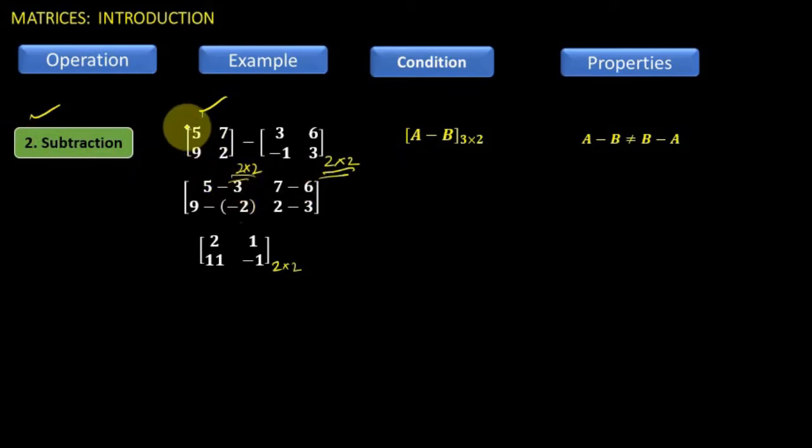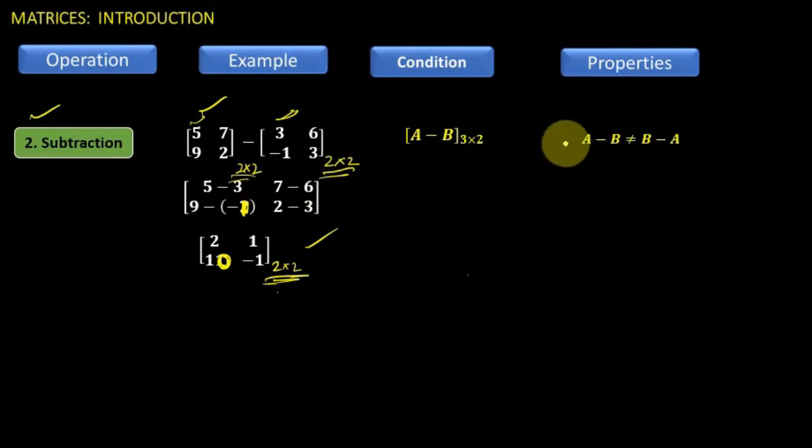Okay. The first element of the first matrix is subtracted with the first element of the second matrix. Okay, 5 minus 3 is 2 and 7 minus 6 is 1 and 9 minus of minus 1 is 9 plus 1, sorry, this will become 10. So here 2 minus 3 is minus 1. That's it. See, the resultant matrix order is also the same, 2 cross 2.